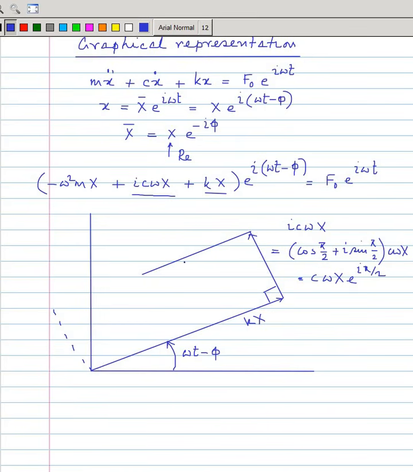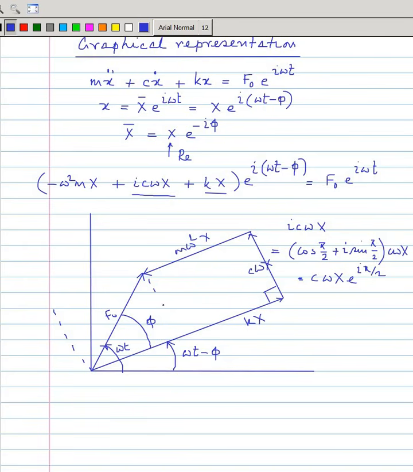So these three should add up vectorially to give you F naught e to the power i omega t. That means from here to here, this is c omega X amplitude-wise, this is m omega square X amplitude-wise, and this is F naught, and this angle is omega t. That means this angle is phi.